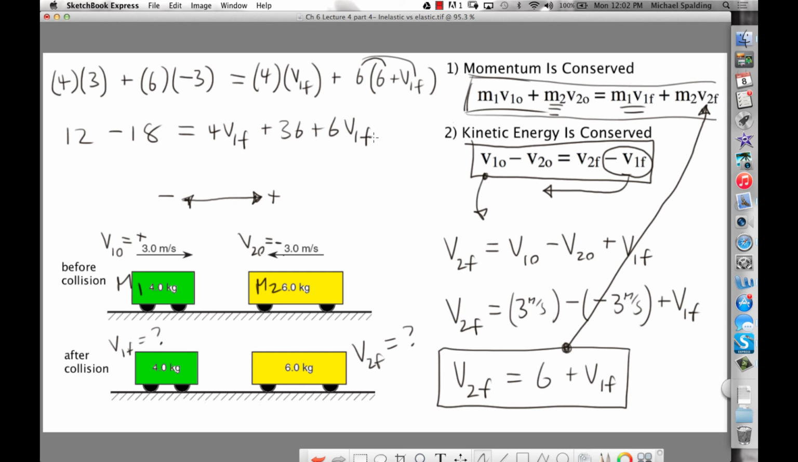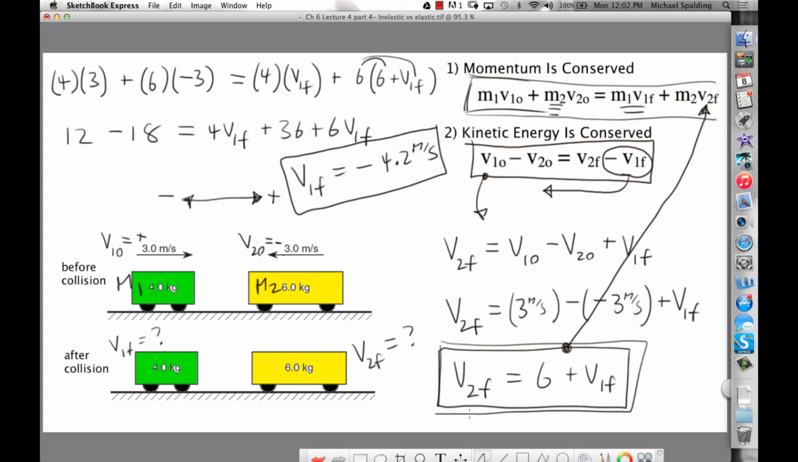I think you guys can do it from there. V1 final comes out as -4.2. That's the answer for final velocity of cart 1. Now that you have V1 final, come back to this equation right here. So V1 final is -4.2. So therefore, V2 final must be +1.8.